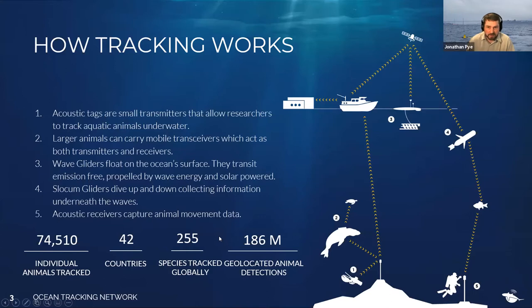And we marry that up to either satellite or radio telemetry data if there are co-deployments, because often people will deploy multiple tags on an animal. Currently, we've got around 900 partner scientists tracking 75,000 individual animals across 255 different species in 42 countries. That comes out to 186 million animal detections, as seen on about 20,000 instrument deployments over the last 15 years.